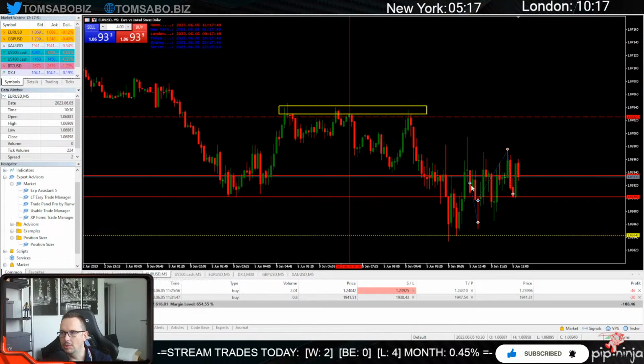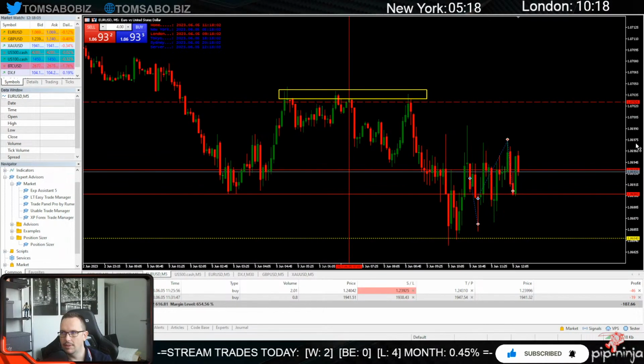I was long on the euro, but it took me out at break even. There's still buy side there in the euro. That's my buy side level. Relative equal highs, 1, 2, 3. That's juicy. If it's not going to take it out now, then New York session will surely take it out.